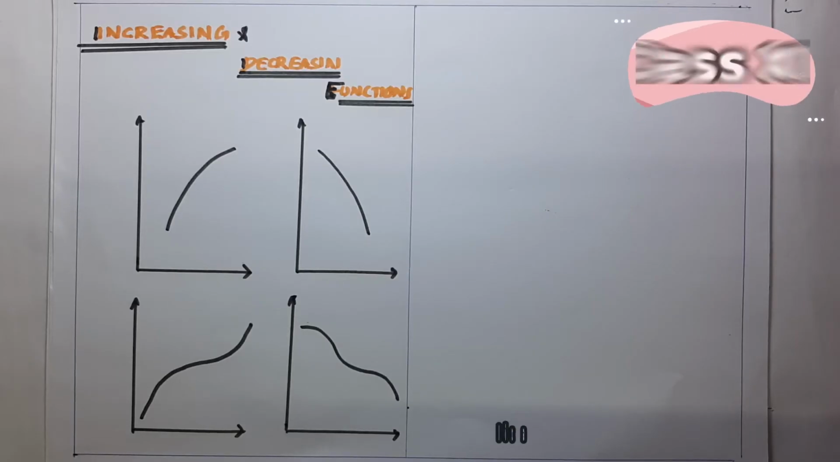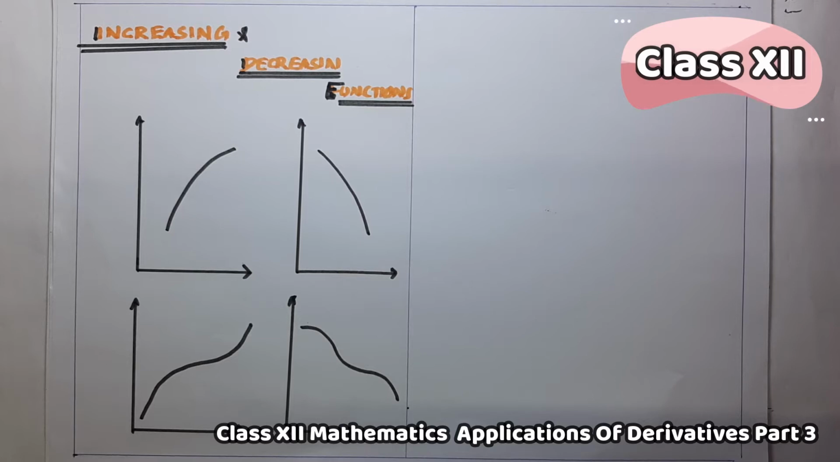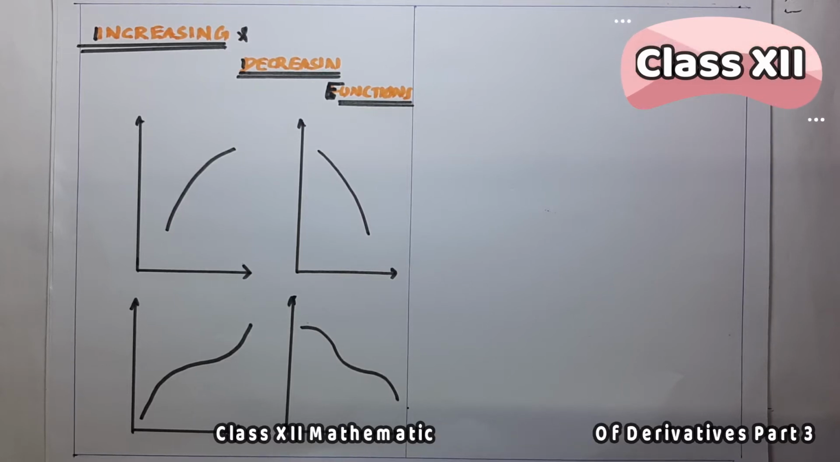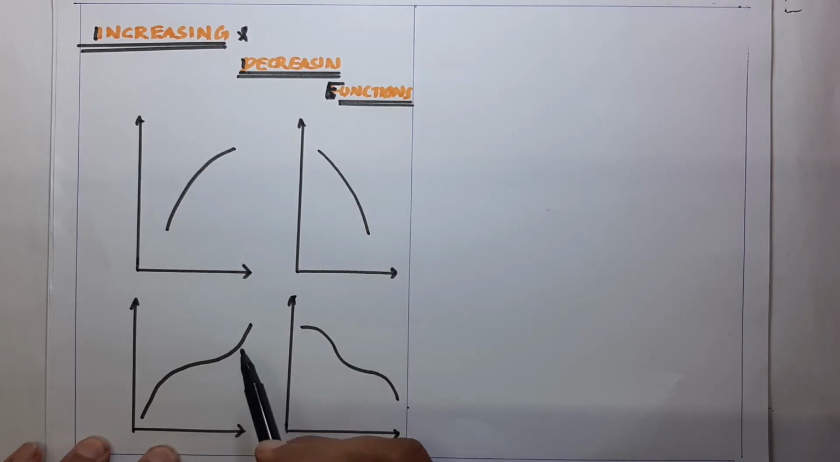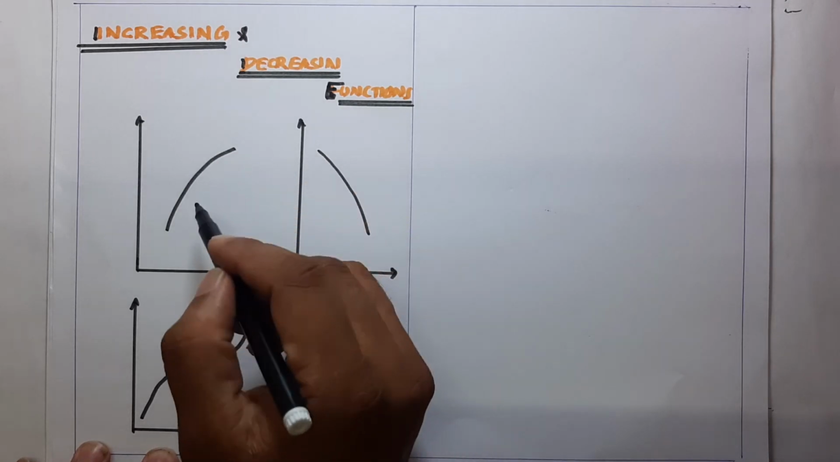Now we start the next section of the chapter, application of derivatives: increasing and decreasing functions. First of all, let's discuss what an increasing function and a decreasing function are. Here we draw four geometrical representations of a function.